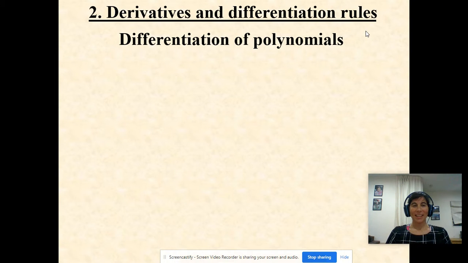Kia ora. In this chapter, we're looking at derivatives and differentiation rules. So firstly, in this video, we're looking at the differentiation of polynomials, which is something we covered last year.